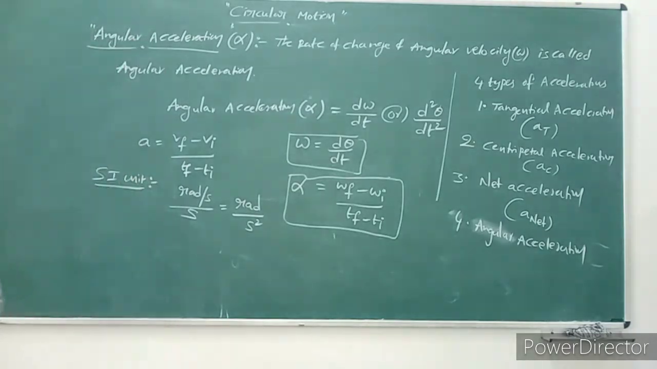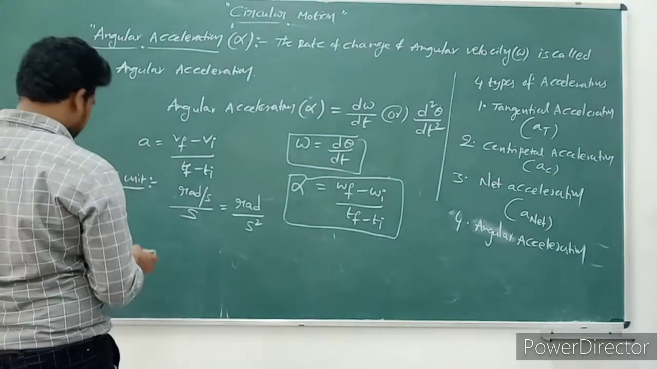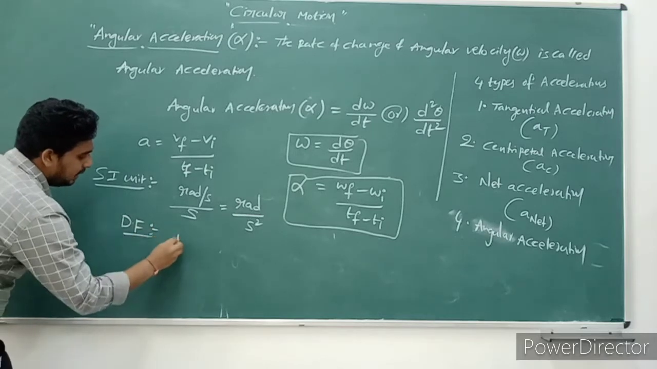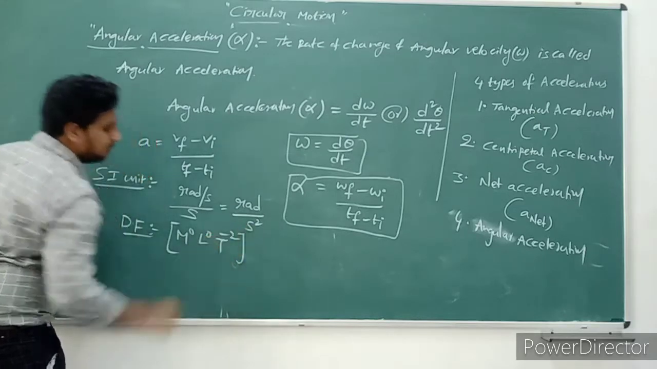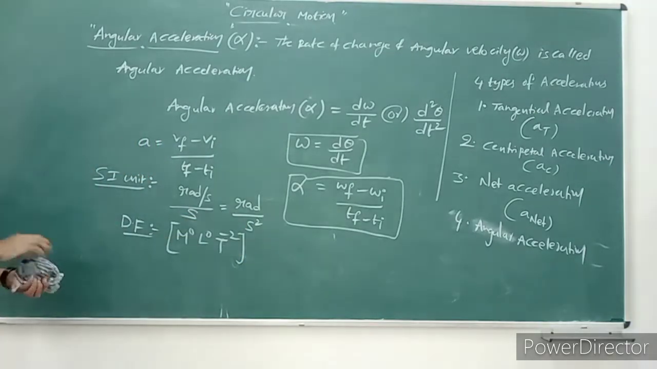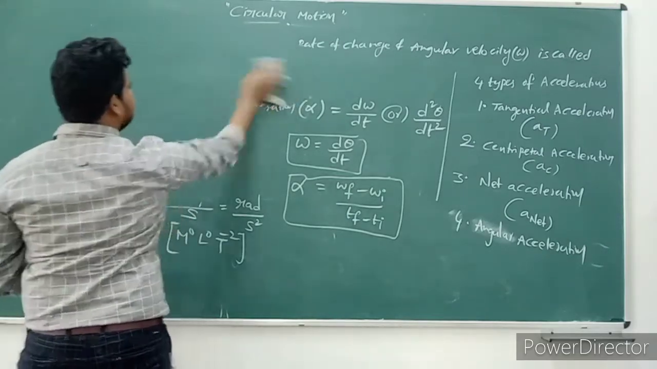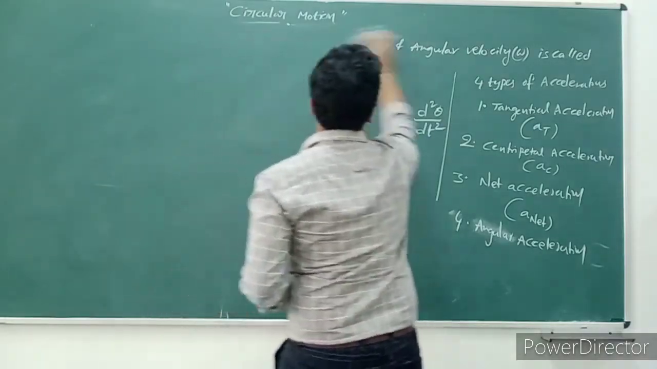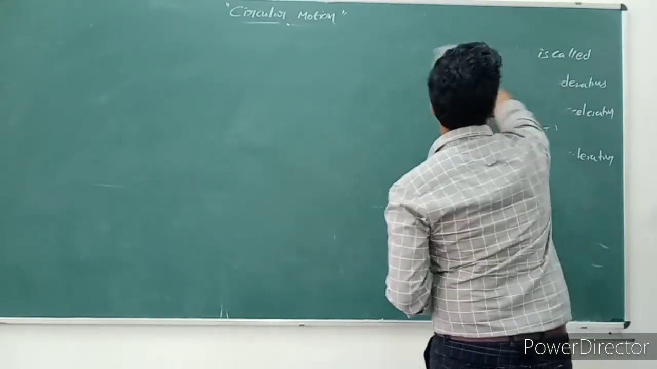So next, what is the dimensional formula? The dimensional formula of angular acceleration is M power 0, L power 0, T power minus 2, because seconds square is there, that's why it is indicated with T power minus 2. So I will explain two example problems. After completion of these examples, we will discuss the four types of accelerations.